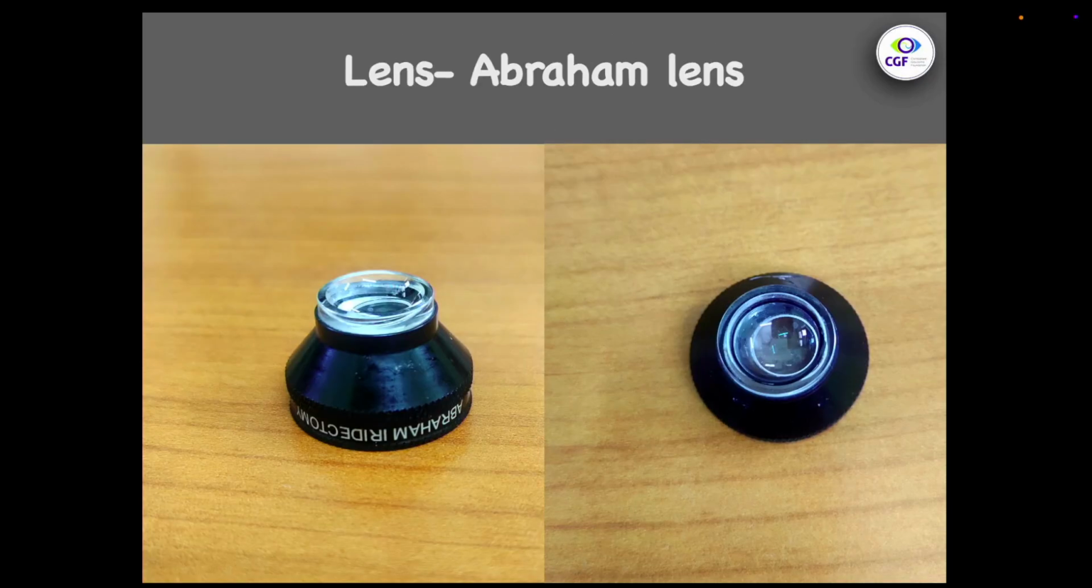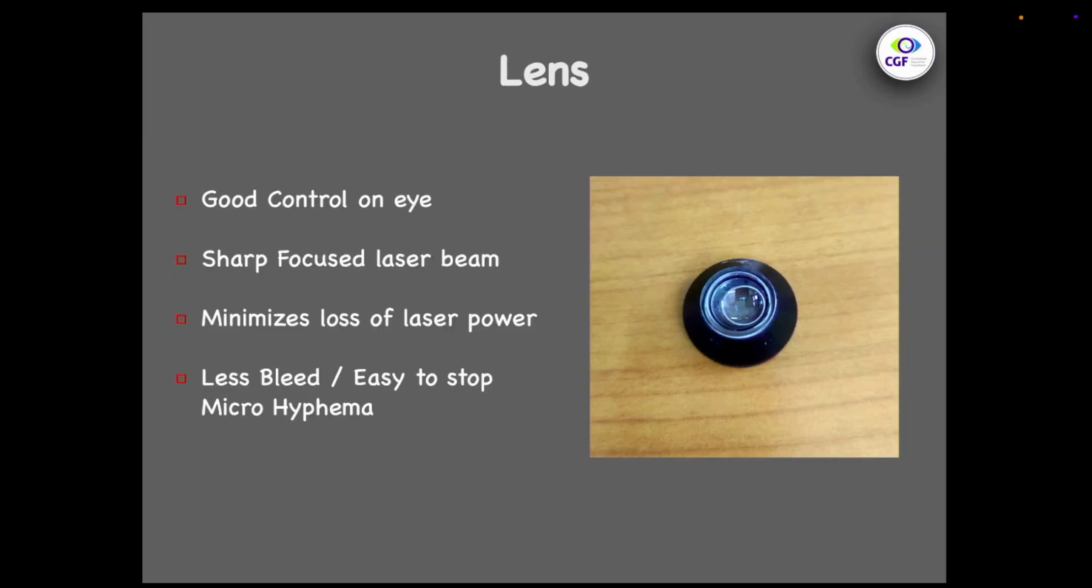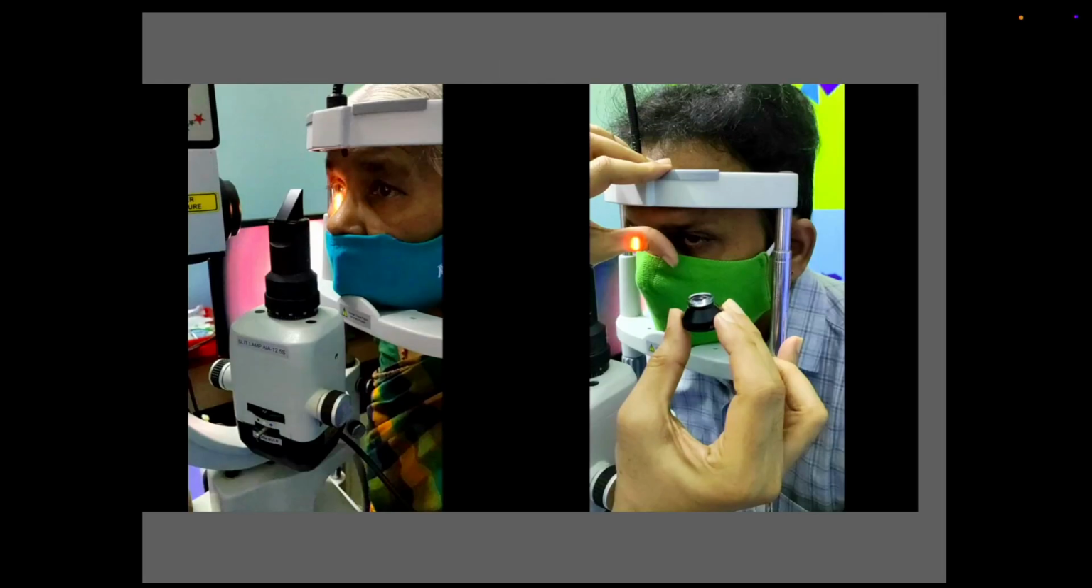And using the lens becomes mandatory in most cases. But if you have a crypt very well seen and a thin iris, you may sometimes avoid using the lens. The lens will give you good control over the eye. The laser beam is focused sharply, which really helps you minimize the laser loss. It can also help whenever you see a minimal bleed or microbleed or microhyphema. The lens is pretty useful when you're doing the laser.